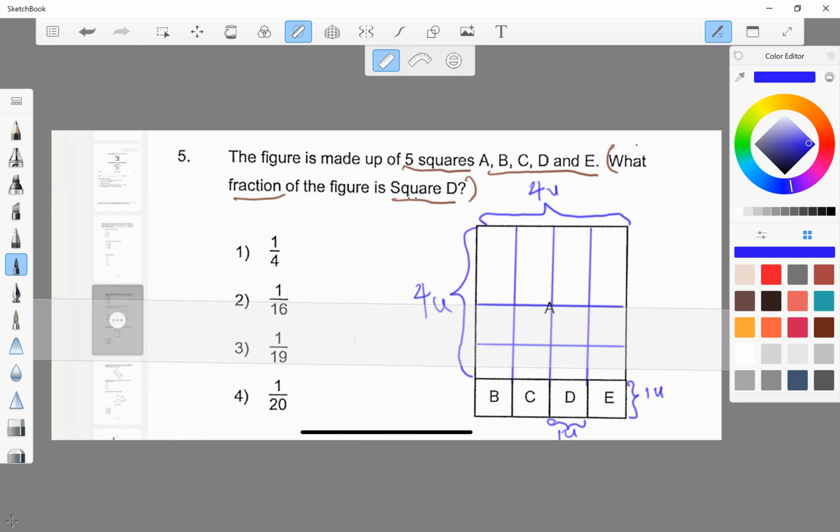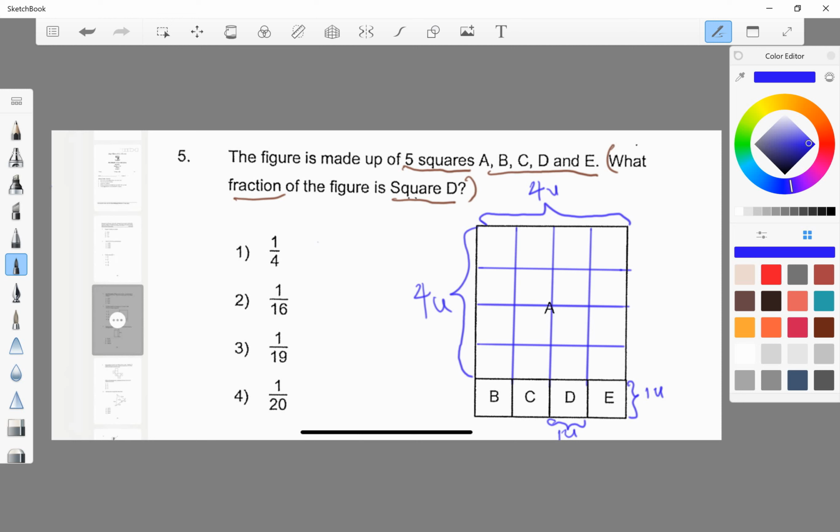Okay, I'm almost done. So there we have it. I've managed to successfully cut this big square up into 16 smaller squares, whereby each of them is of the same size as square B, C, D, or E.